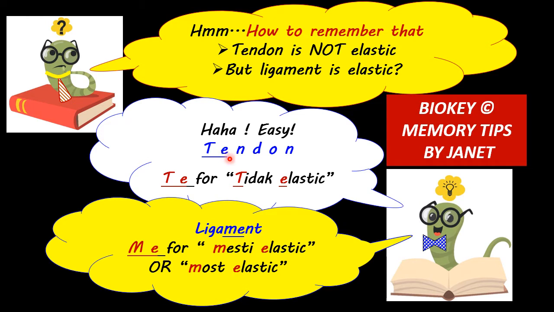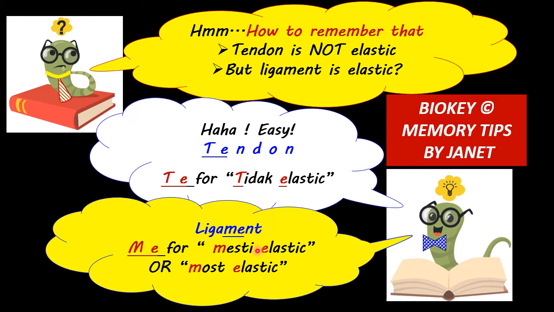Malay term for no, tidak elastic. Of course, if it's in Malay, there's a K there, right? It's in BM, there's a K in place of C, but I just use the English word. One Malay word, one English word. Tidak elastic. T-E for tidak elastic.